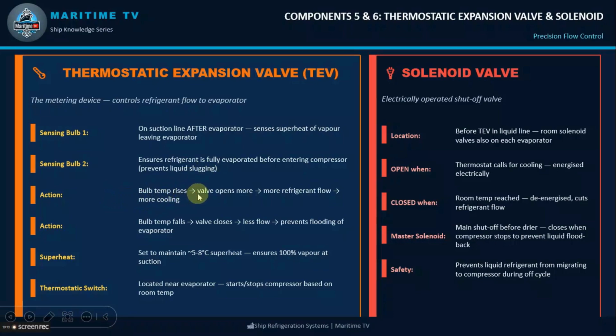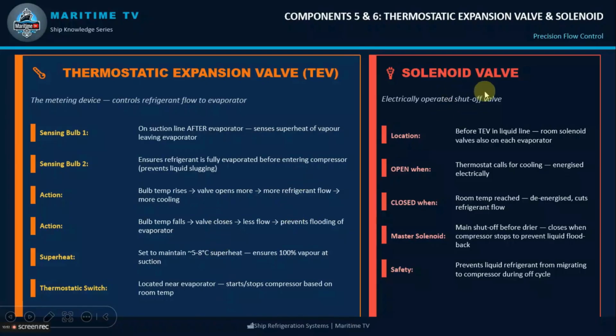Action: if the bulb temperature rises, the valve opens, more refrigerant flows, causing more cooling. When the bulb temperature falls, the valve causes less flow, which prevents flooding of the evaporator. Superheat is set to maintain 5 to 8 degrees superheat, ensuring 100% vapor at suction. The thermostatic switch is located near the evaporator and starts or stops the compressor based on room temperature.